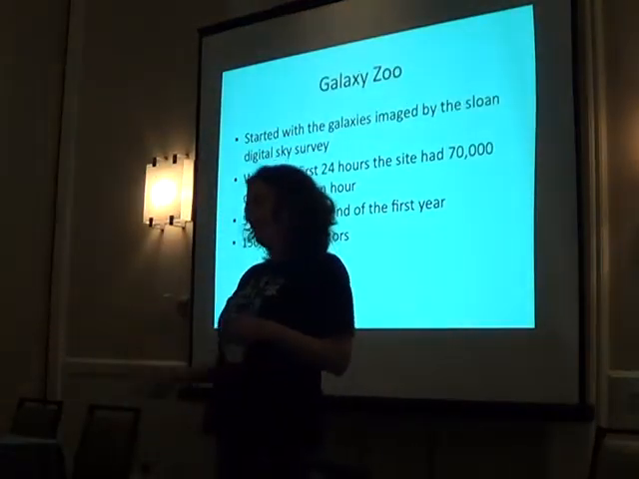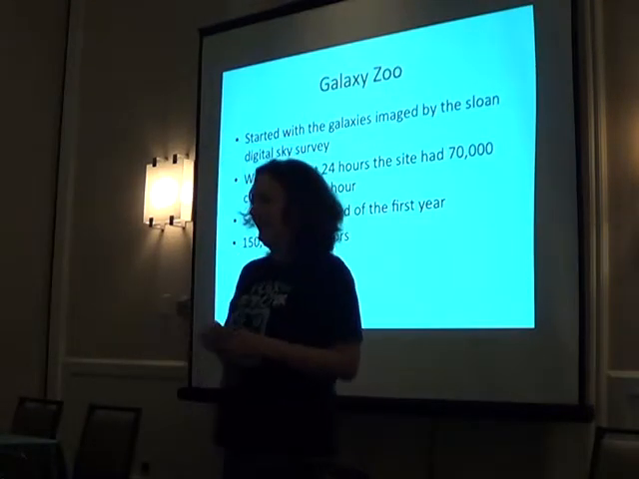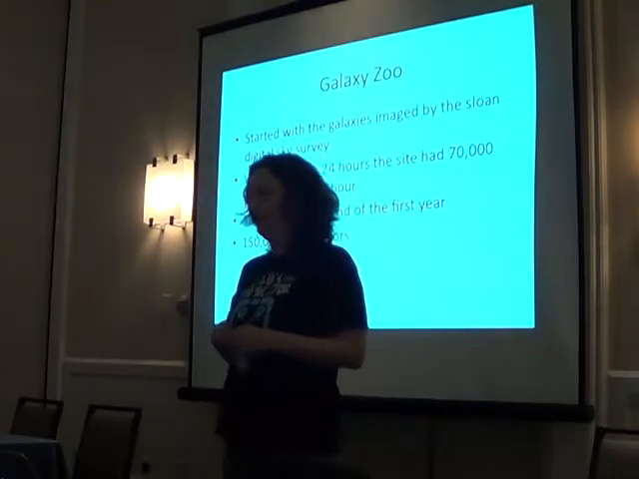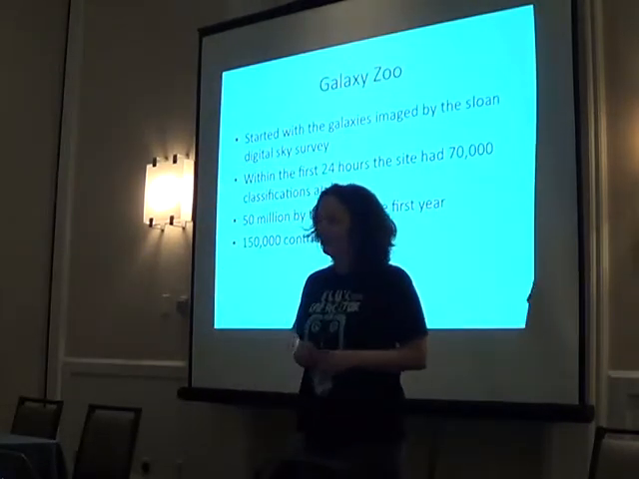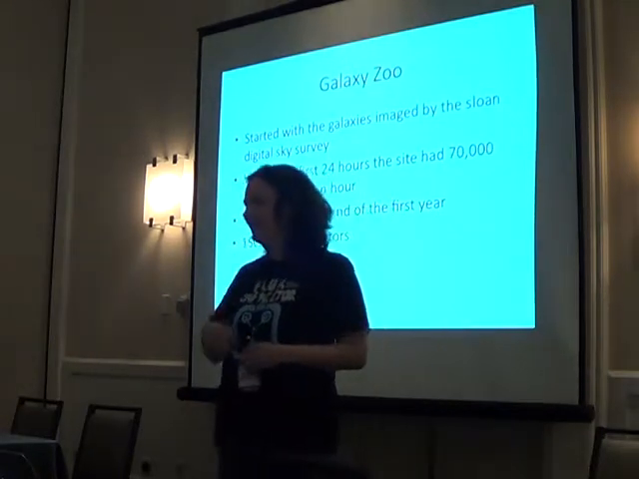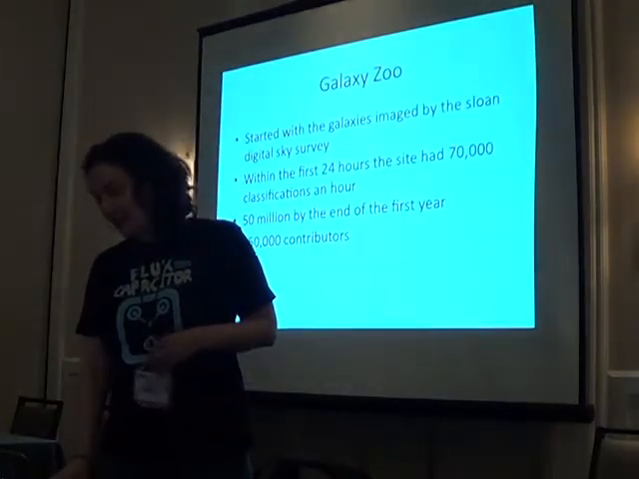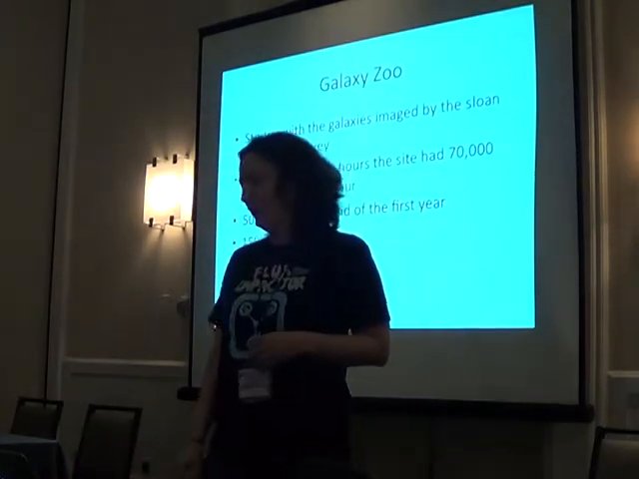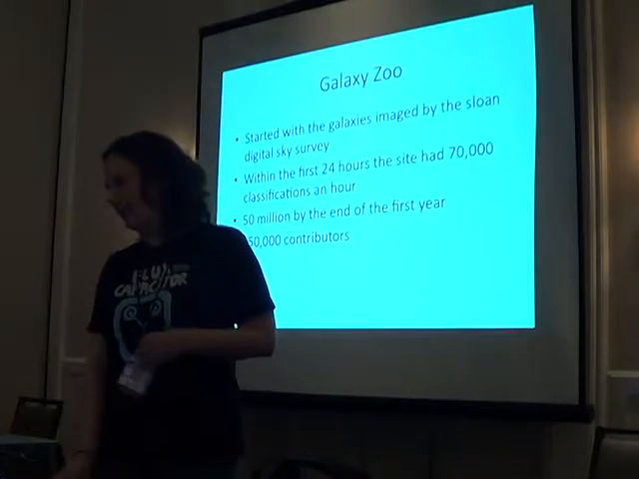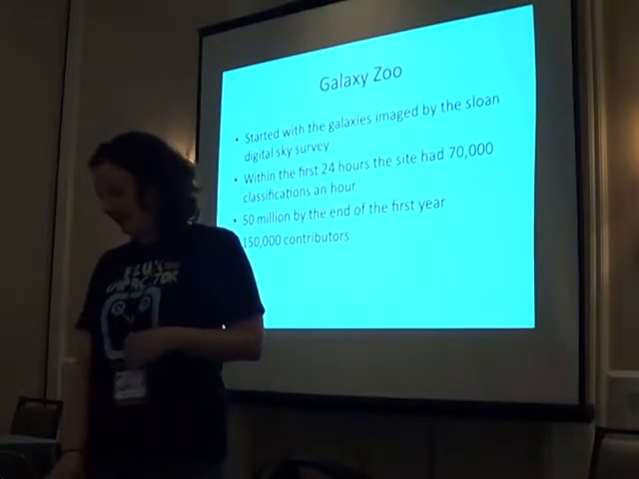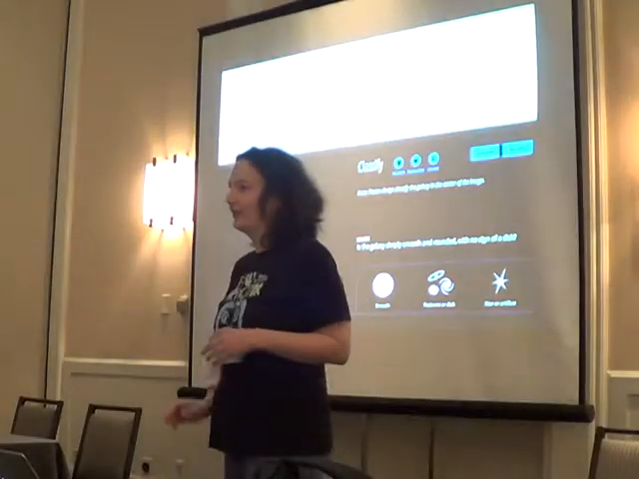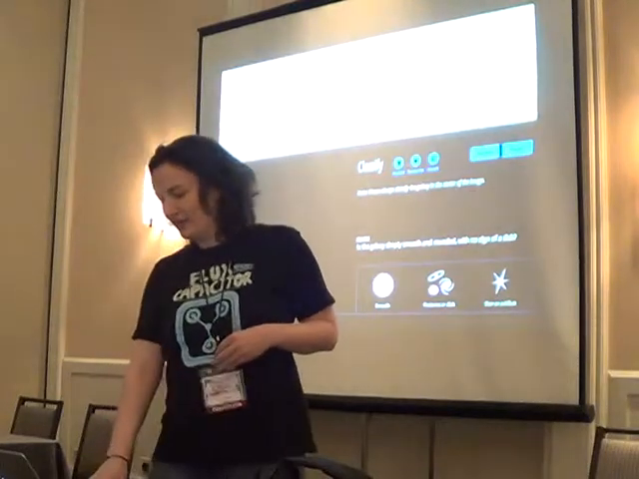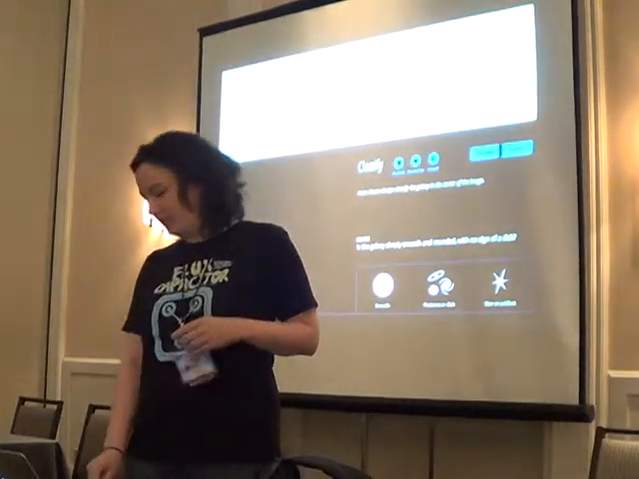And within the first 24 hours, they had 70,000 classifications an hour, which is significantly more than a couple of postdocs could do in a year. So they were pretty happy with that. Much cheaper than a postdoc, too. Now, the big difference between this and SETI at Home is this is data analysis. So you can't just trust the computer to do exactly what you're going to tell it. There is the human factor. And humans are notoriously a little inconsistent, is the nicest way to say this. So they actually make you go through training before you can start.